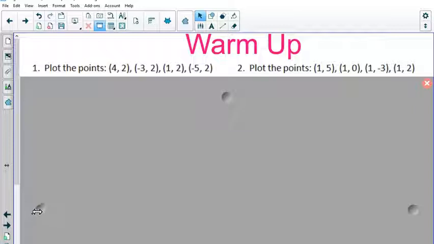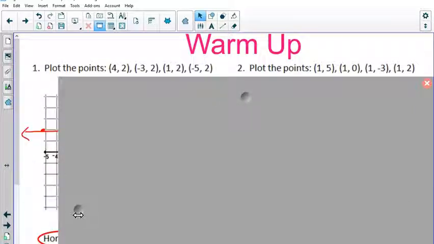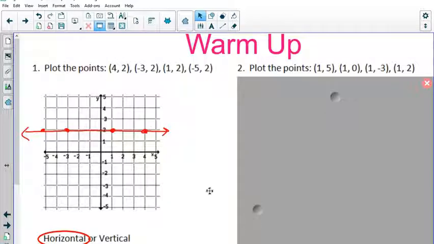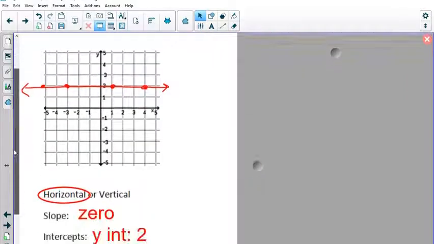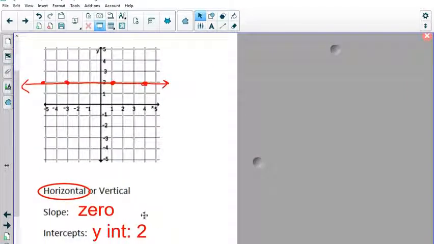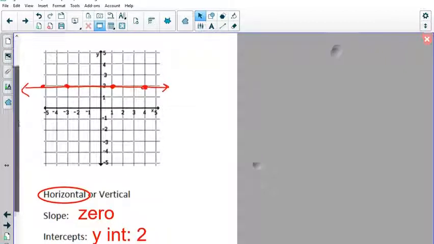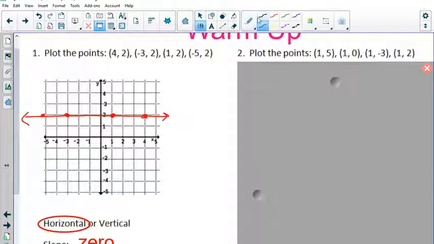Hopefully you've had a chance to plot them, so let's look at number 1. What happened when you plotted the points is that all of the points, if I were to connect them, fall on a horizontal line. And the slope of a horizontal line is 0. Notice when I have an intercept, it only has a y-intercept. It does not have an x-intercept. What I'd like you to notice about this is if you look at the points, all of the points have a y value where the y value is 2. And so when you have the same y value, it actually creates a horizontal line.